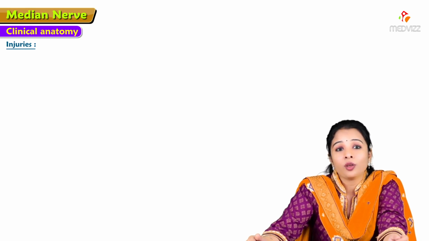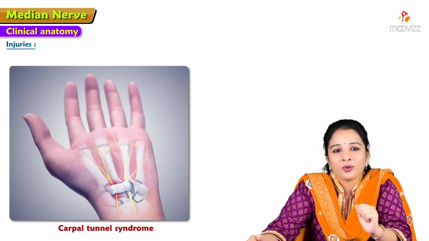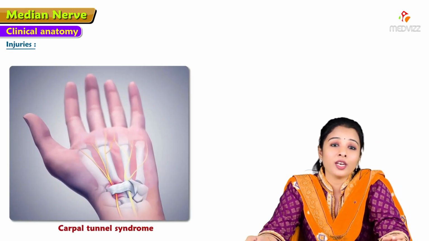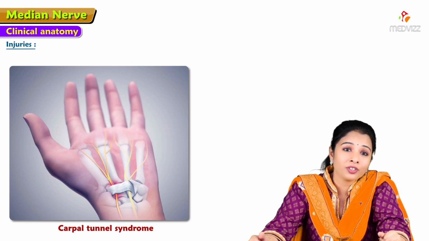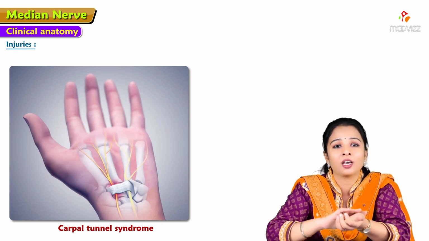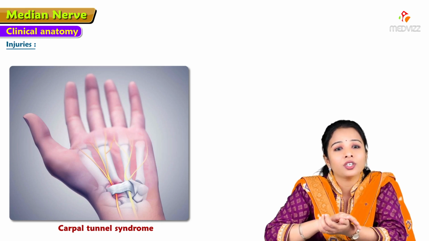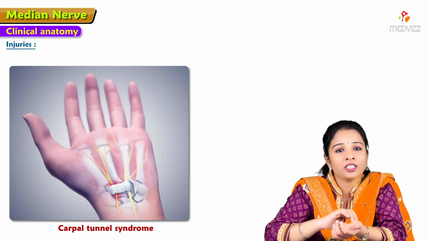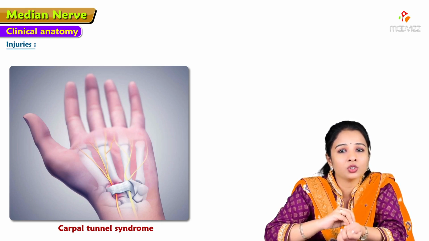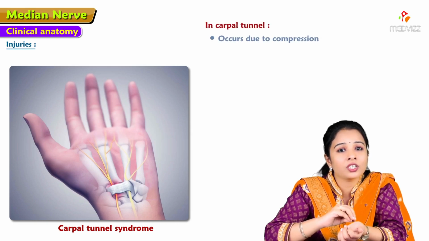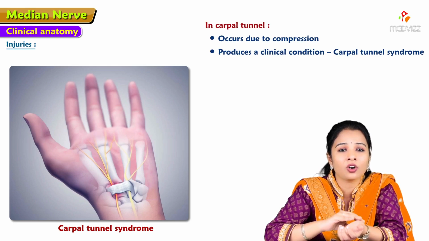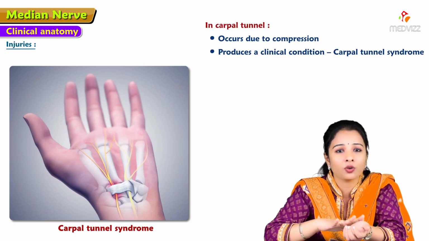Next we shall talk about carpal tunnel syndrome, which is more interesting here, and it is very important clinically because it often occurs at the carpal tunnel region. So here the median nerve in the carpal tunnel is injured due to compression of the median nerve. It produces a clinical condition called carpal tunnel syndrome.